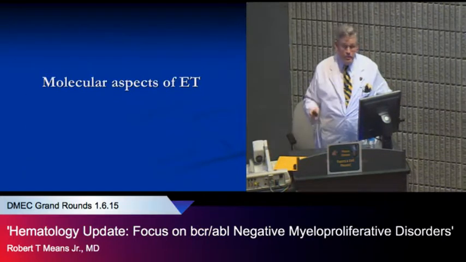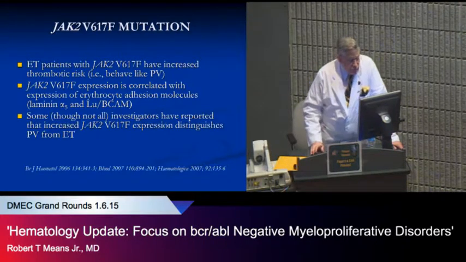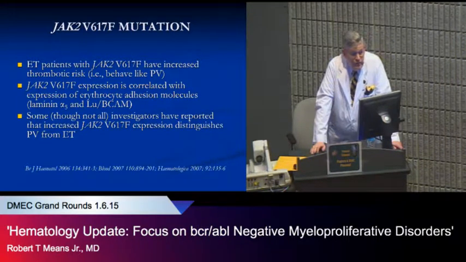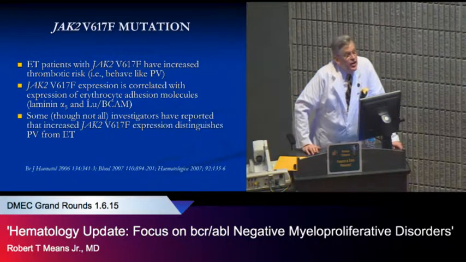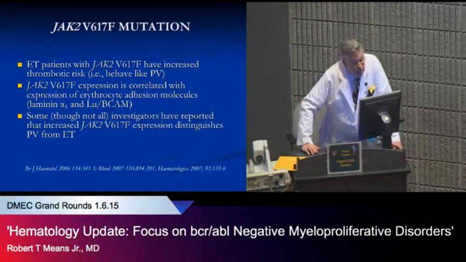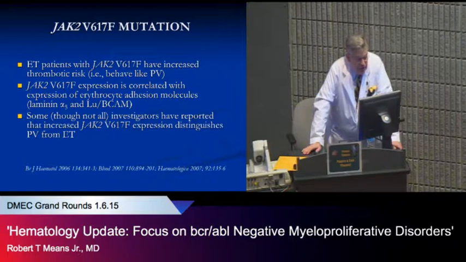Okay, so let me talk a little bit more about essential thrombocythemia, which aligns better with our case here. We talked a little bit about the JAK2 V617F mutation. If you're one of the 35 or 65% of patients who have this, you tend to have a higher thrombotic risk than people who don't have it, which means you behave more like people with polycythemia vera, who have a higher thrombotic risk.